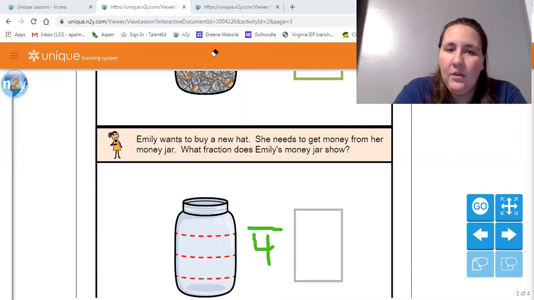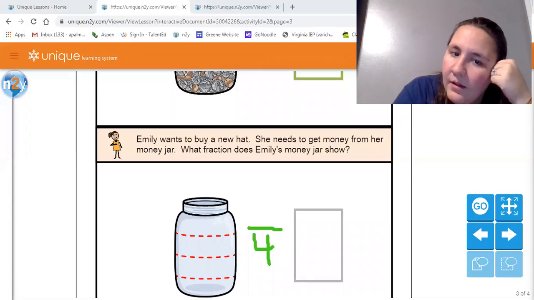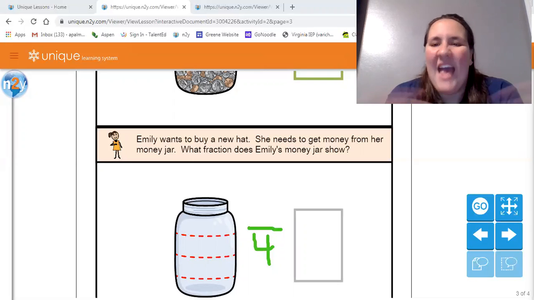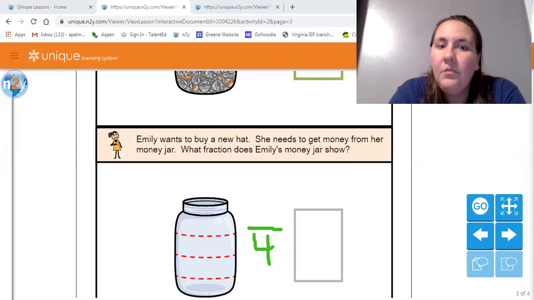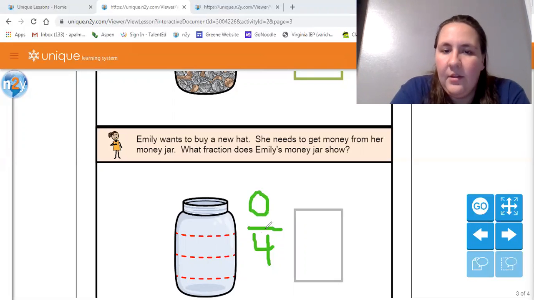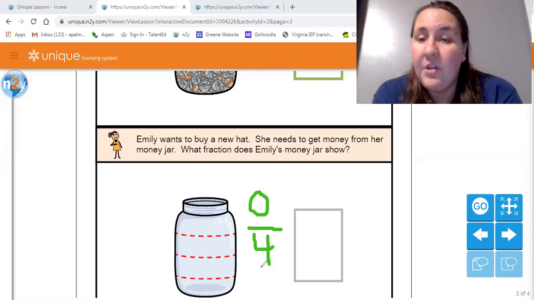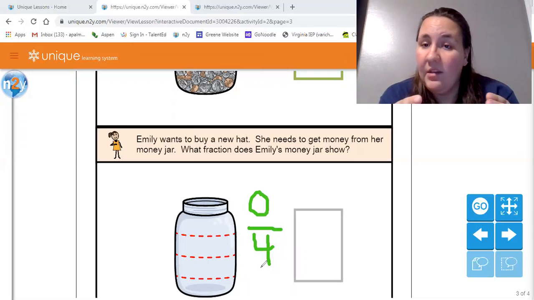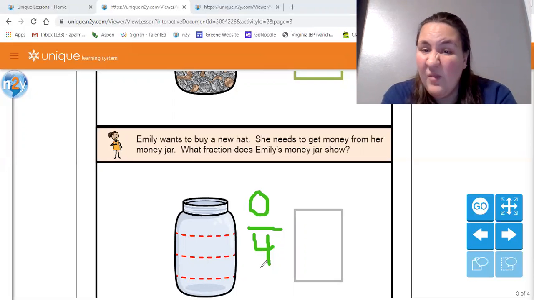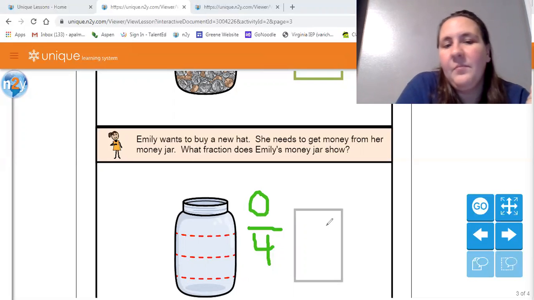But when I look at it, do any of these have coins? They don't, right? What number do we use when we don't have any? Beautiful job. Yeah, we use a 0. So this fraction looks like this. We have 0 pieces, and there are 4 parts in the whole jar. So we say 0/4. This would be like if we started with a pizza and 4 pieces, and we all shared it and there was nothing left. Then it would be 0 pieces of pizza left, right?